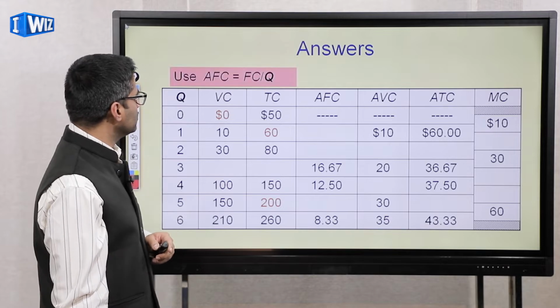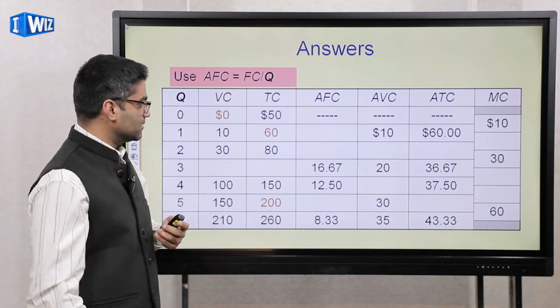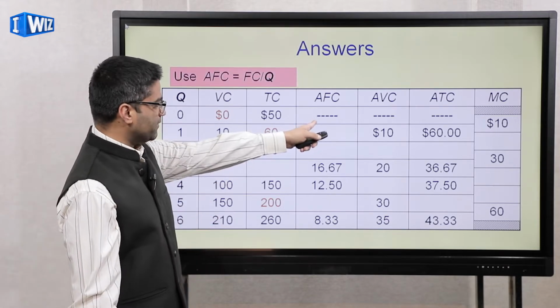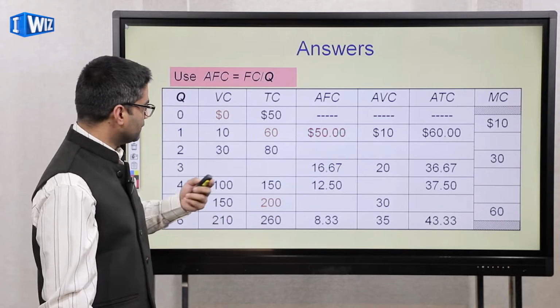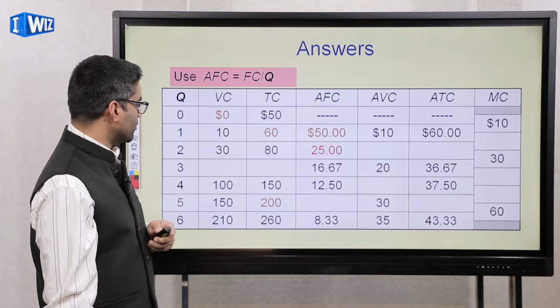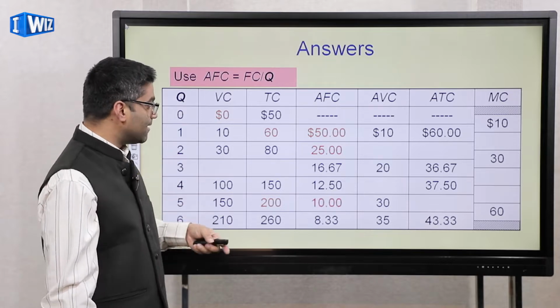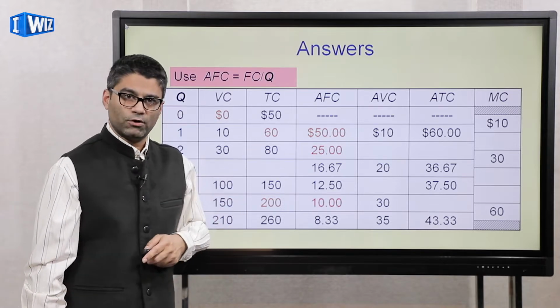So the next thing you should know is that AFC equals FC divided by Q. Now since you know fixed cost is 50, you can complete column 4. So that's 50, 50 divided by 2 is 25, and 50 divided by 5 is 10, and some of them were already filled in for you.